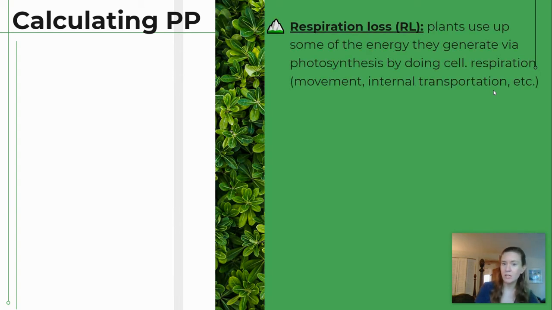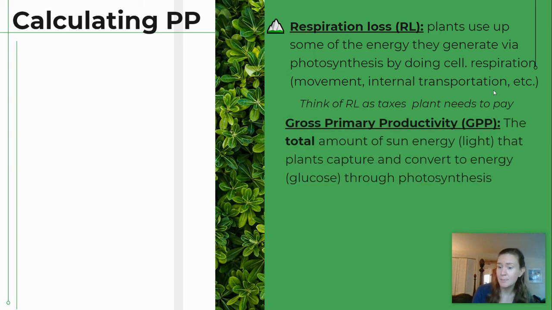So how do you calculate it? The respiration loss. So plants eat some of the food that they make, right? Some of the sugars, they're not making this for us. They're not like, oh, hi, humans, have an apple. They're making their sugars, their glucose, so that they can use it and grow, metabolize, make seeds. So plants use some of the energy by doing cellular respiration. Remember, plants do cellular respiration. Think of respiration loss as taxes the plant needs to pay.